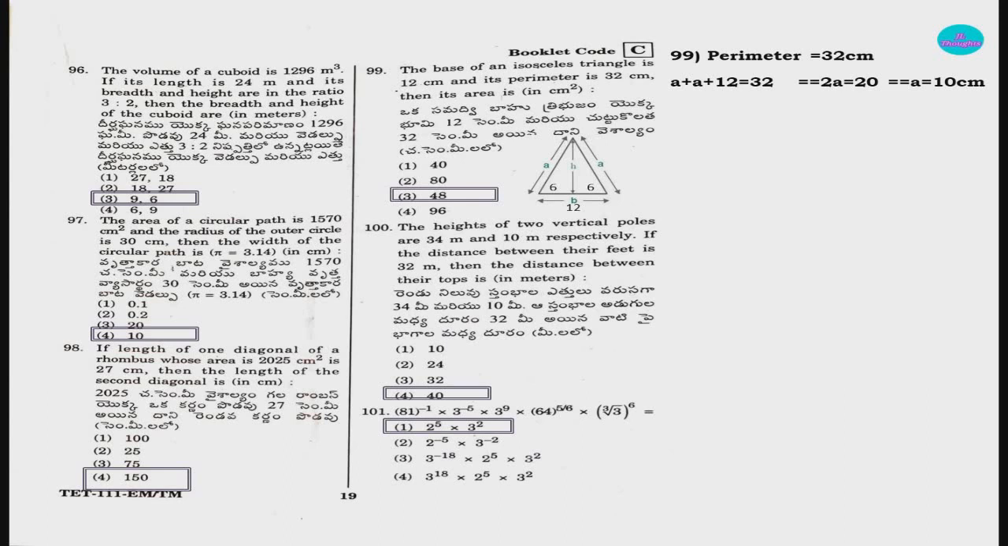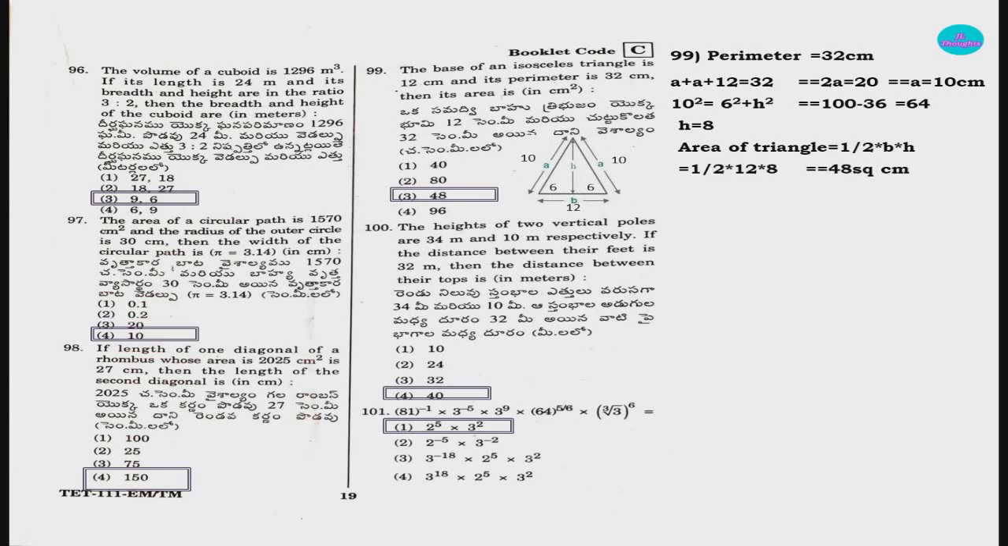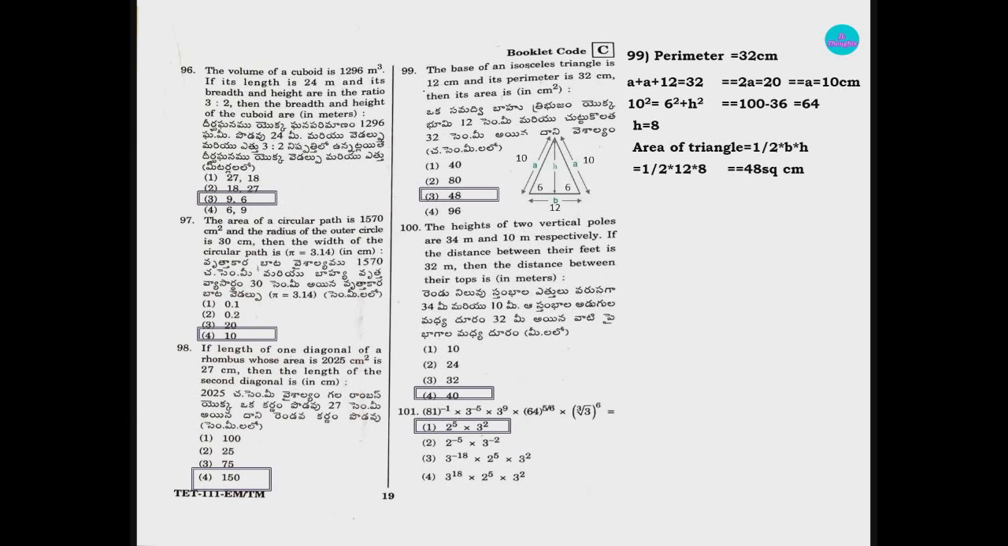Now we got one side and base. Now we have to find the height. Applying Pythagoras theorem, we will find it. So 10 square is equal to 6 square plus h square. So h square you will get as 64. So h is equal to 8. Now the area is half into base into height. That is half into 12 into 8. That is 48 square centimeters.